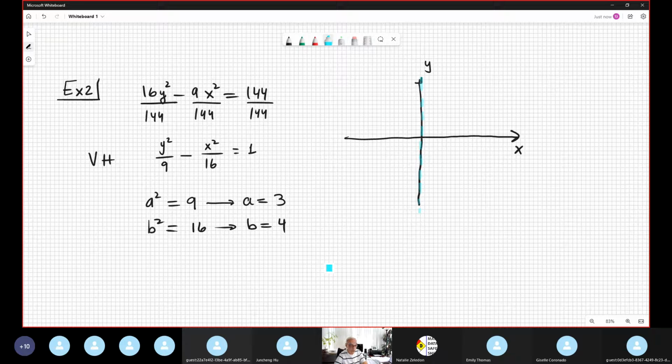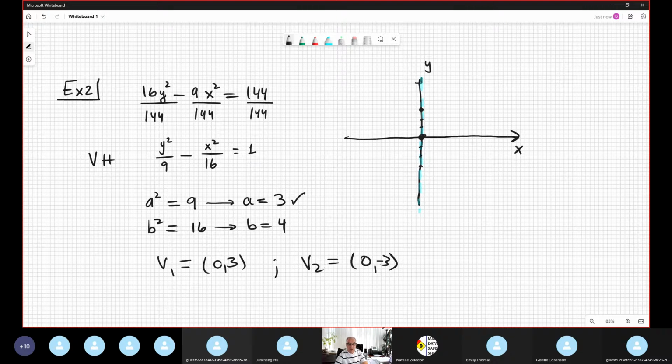So you put 3 here, 3. This is the center, (0,0). It's obvious, no h, no k. 1, 2, 3 is the first vertex. This distance is a, that distance is a. And down, exactly the same, negative 3. Vertex 1 is located at the point (0,3), and vertex 2 is located at (0,-3).